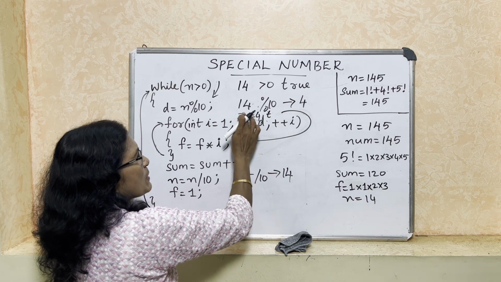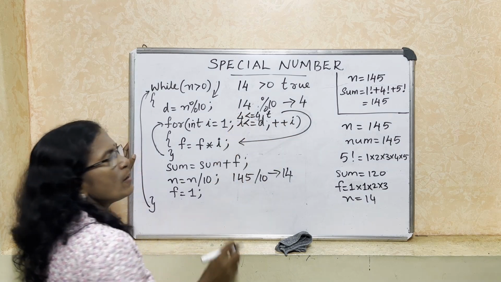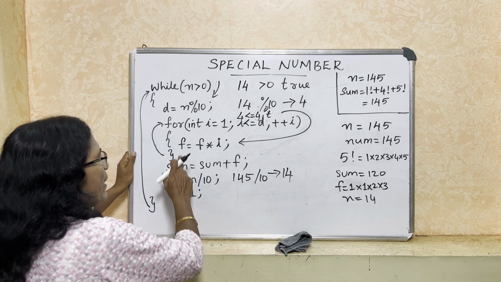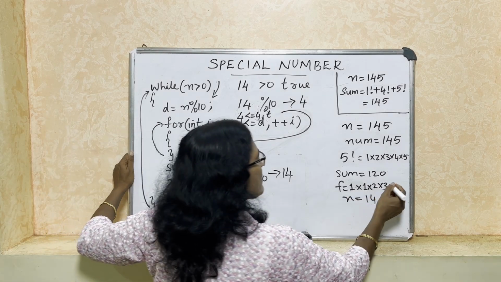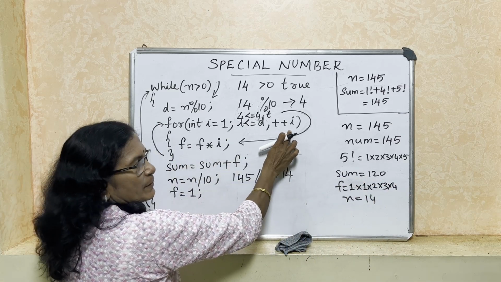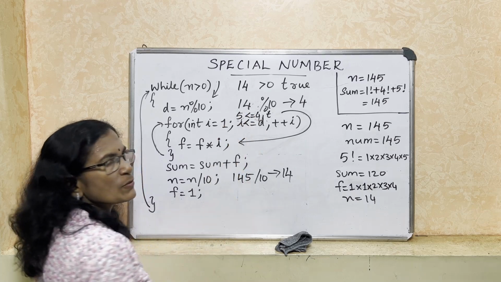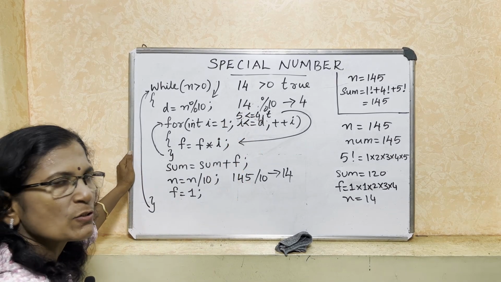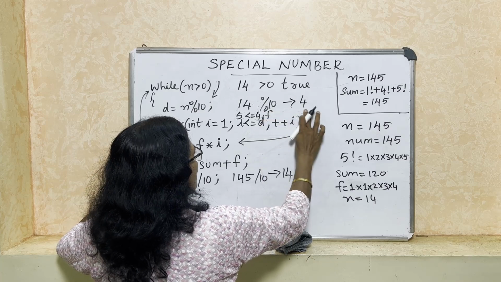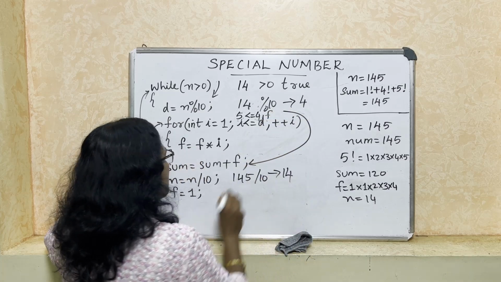The updation statement is executed again. I takes the value 4. 4 is less than or equal to 4, the condition is evaluated to true. F equal to F into I will be executed. Next updation, the updated value of I is 5. 5 less than or equal to 4, the condition is evaluated to false. So control goes out of the for loop to execute the following statement.